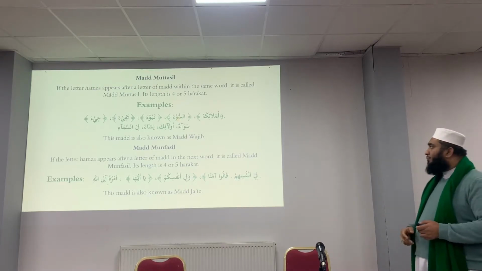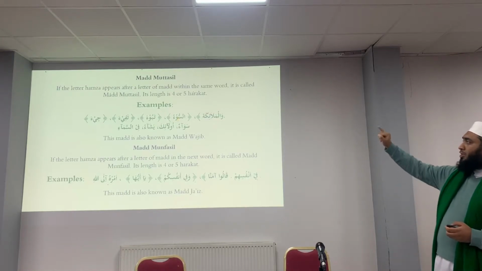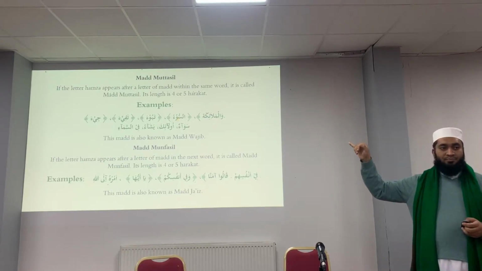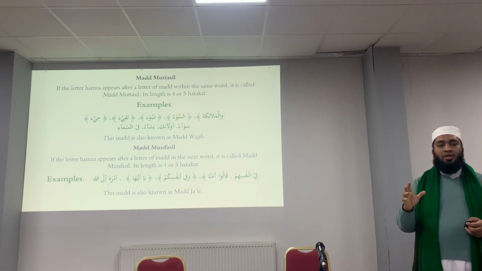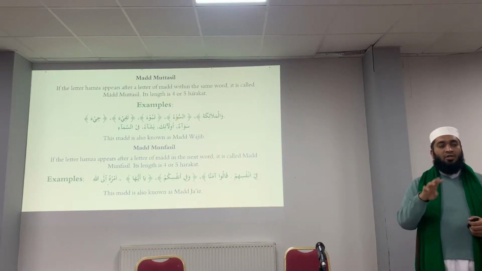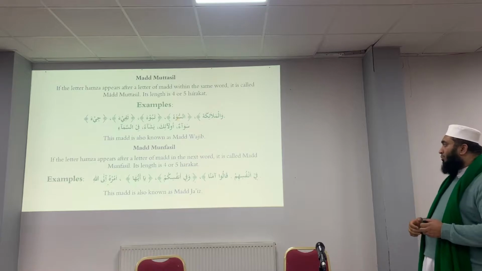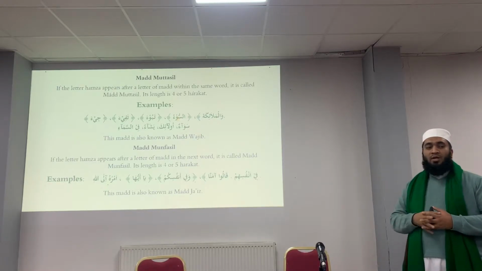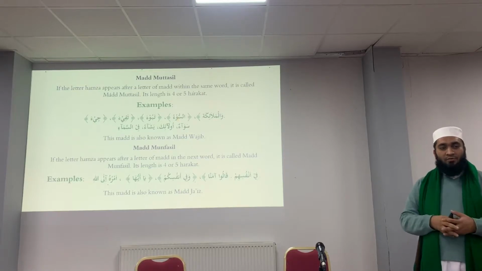Example of muttasil: wal malaika. Now how long is this mad? It is 4 or 5 harakat. So double of the normal mad. When we say nuhiha, only 2 harakat. However, when there is a madde muttasil or munfasil, it has to be either 4 or 5 harakat. So 4 or 5, meaning double mad, more than double. So we say wal malaika. Can you repeat after me?